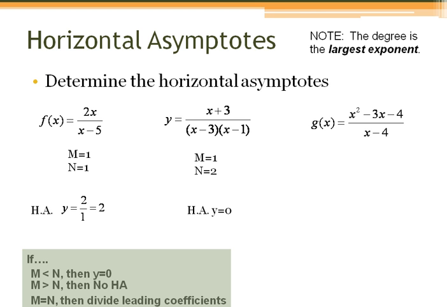Alright, so up top, the biggest exponent's 2. Bottom, the biggest exponent's 1. So 2 is bigger, and the top is bigger than the bottom. That means we have no HA, no horizontal asymptote.